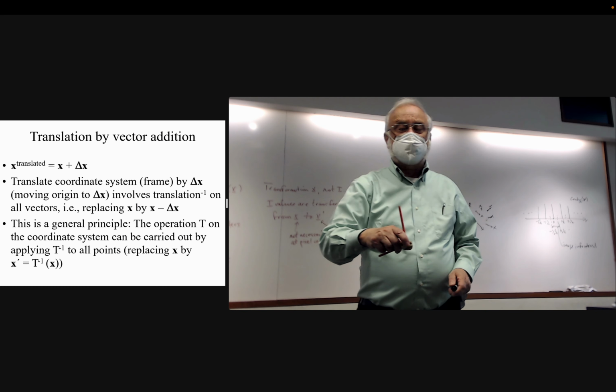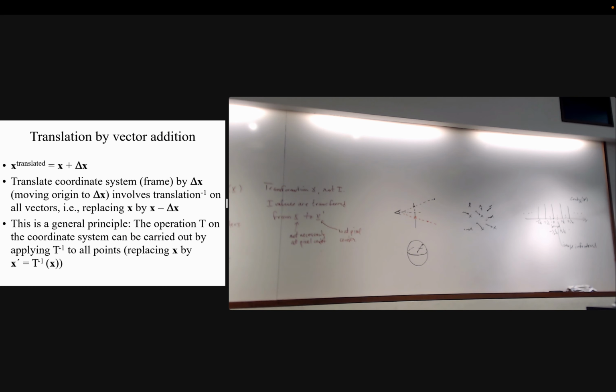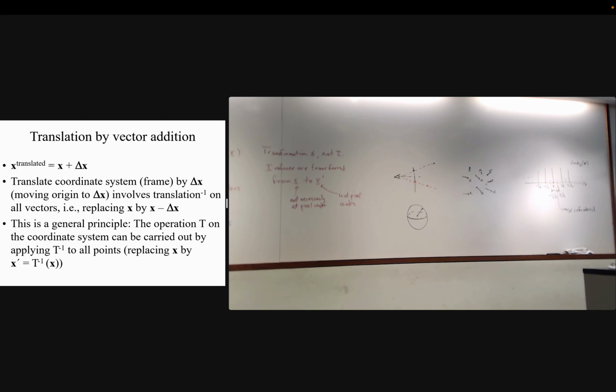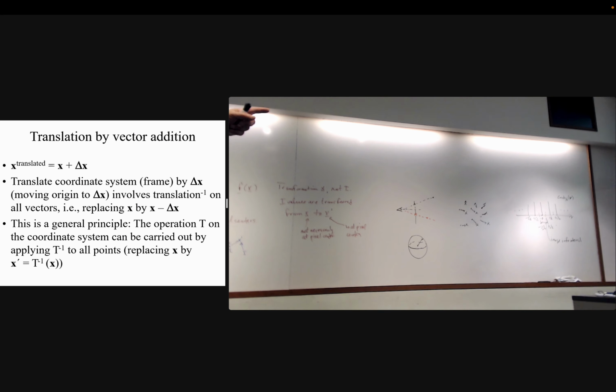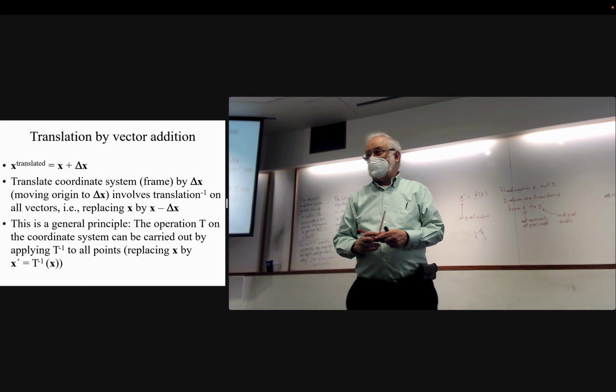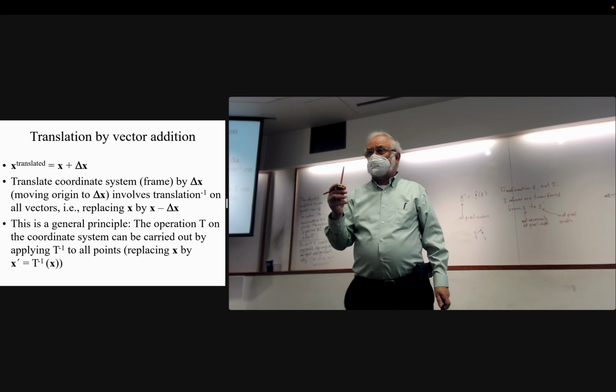And so the point is that the new coordinates are got by replacing x by x prime equals x minus delta x. That is to say, the inverse of the translation that the coordinate system underwent. Right? So if the coordinate system undergoes translation by delta x, the new coordinates are got by x prime equals T inverse of x, which is to say x minus delta x. Right? And this is a general principle that we're going to see.